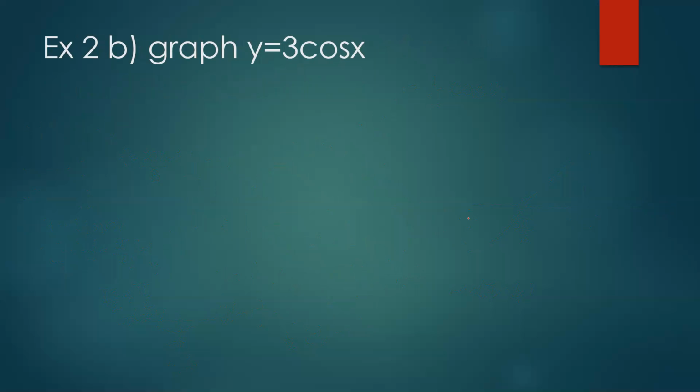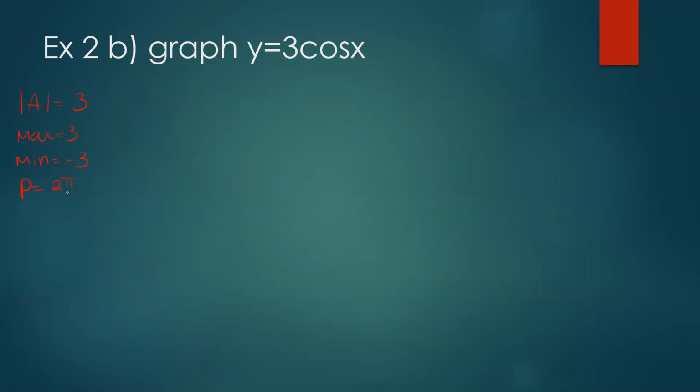Let's do 2b. It says graph y equals 3 cosine x. So this is a cosine graph, and as you can see, there's no horizontal shift and there's no vertical shift. So let's find the amplitude. The amplitude is the number in front of cosine, so that's going to be 3. What that means is you have a max of 3 and a min of negative 3, right?